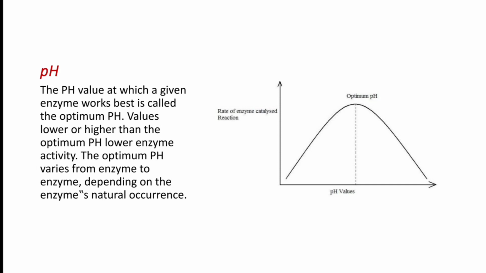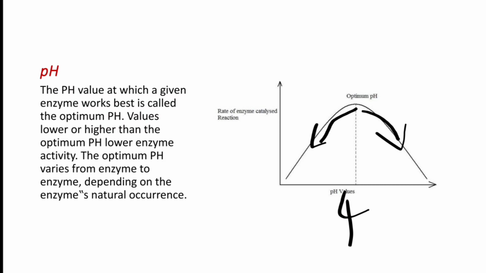4 is a value for acidic. And if an enzyme is occurring in an acidic environment and that is its natural occurrence and it has got the optimum pH of 4, then 4 is the optimum pH. Meaning if we go less than 4, the enzyme activity will decrease. If we go more than 4, again, the enzyme activity will decrease. But if we are at 4, the enzyme activity will be at its best.